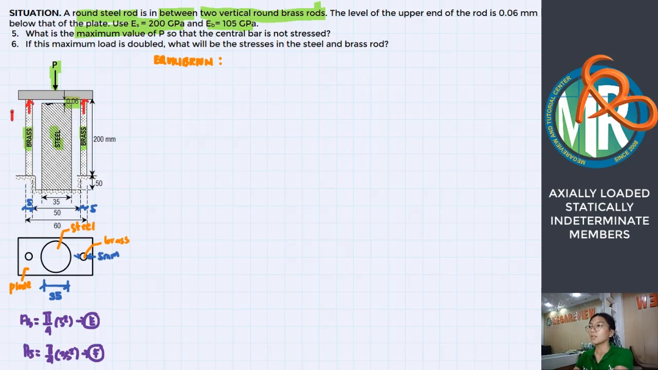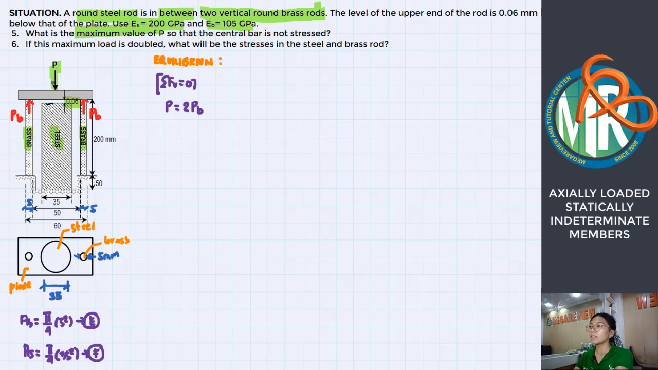Right? Let us name this one P sub B. There are two because, based on our cross-section view, you have two vertical rods here. So the steel has no force to react here. By using the equations of equilibrium, we can use summation of forces, vertical, equals 0. From here, we can say that the force P equals the two forces of the brass rods.